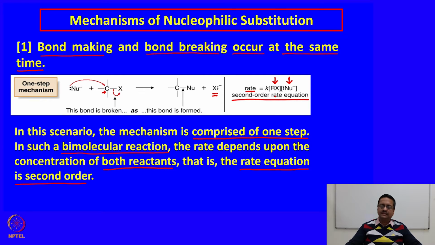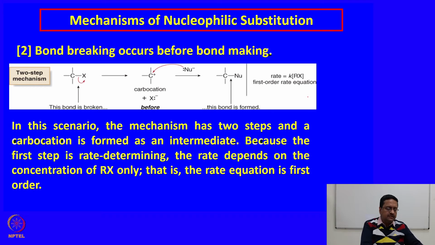So, the rate of the reaction will change if you change the concentration of Rx or if you change the concentration of the nucleophile. The second scenario is that the bond breaking process occurs before the bond formation process. So, what happens is that the carbon halogen bond is broken, a new reactive species called a carbocation is formed, and then that carbocation reacts with the nucleophile that is present in the solution and the bond is formed.